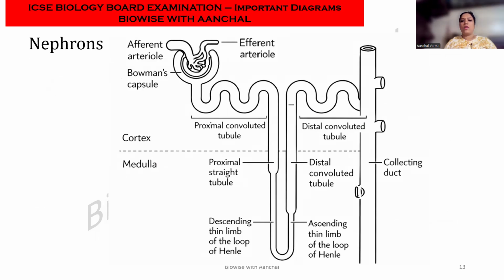Then you have the nephron. You can see the afferent arteriole is wider than the efferent arteriole. Bowman's capsule, proximal convoluted tubule, distal convoluted tubule, and the loop of Henle. Okay. Ascending spelling, please do the correction.